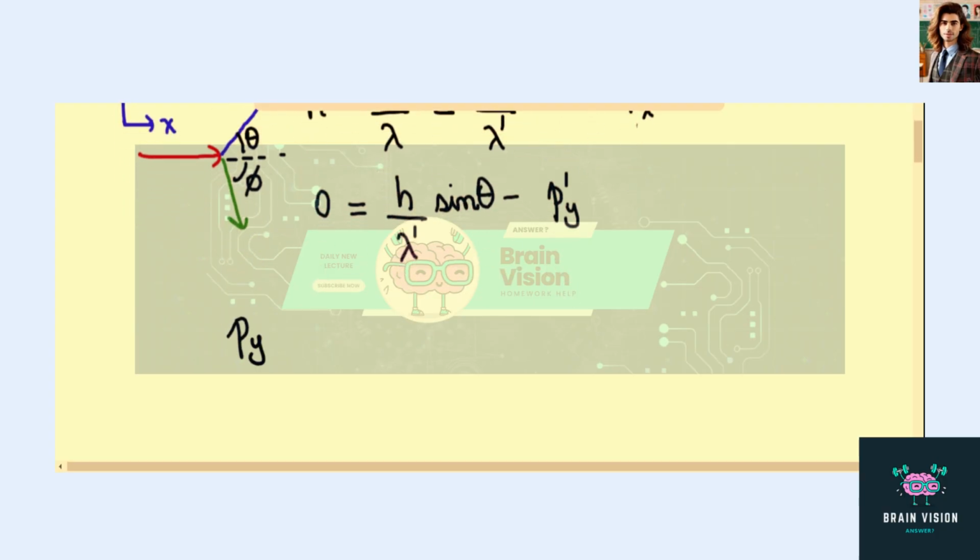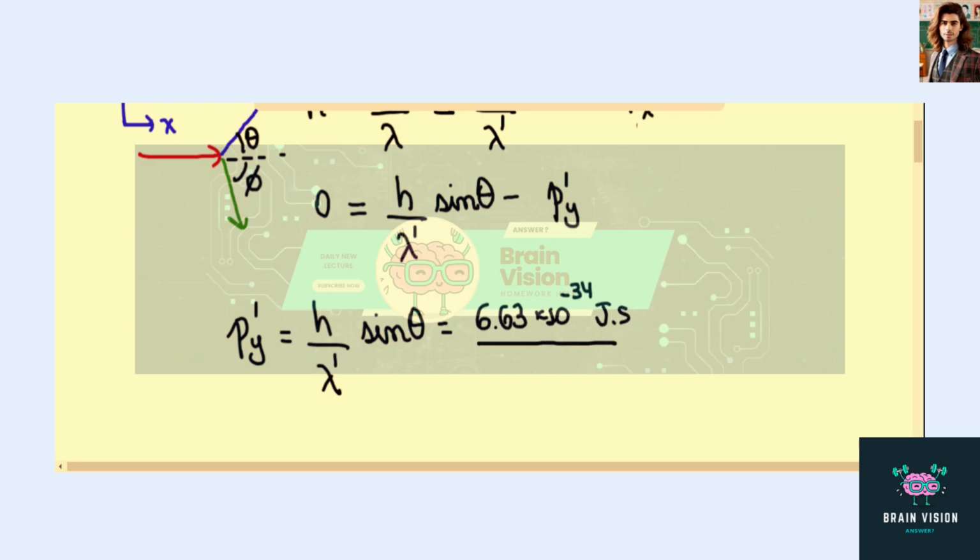So I'm going to start with the second equation. It's easier. So we have py prime is equal to h over lambda prime sine theta. H is 6.63 times 10 to the minus 34 joule second. Lambda prime is 1.062 times 10 to the minus 10 meters times the sine of 60, and that is equal to 5.4 times 10 to the minus 24 kilograms meters per second.